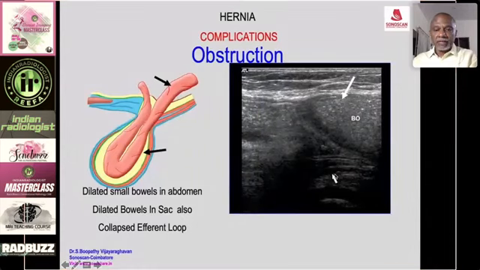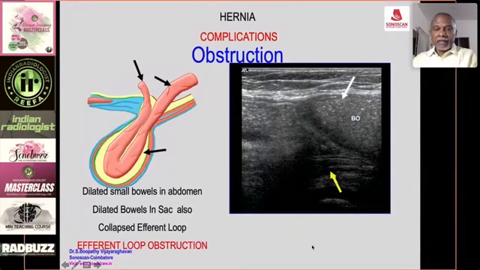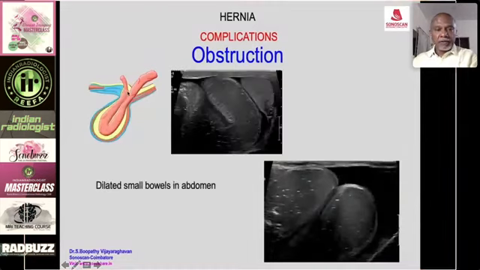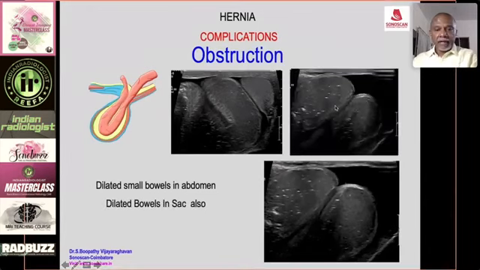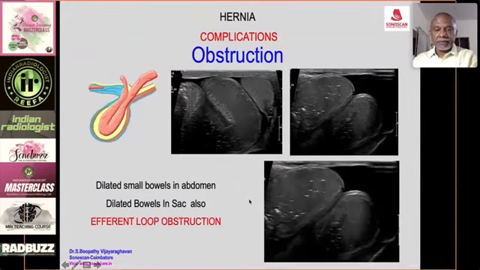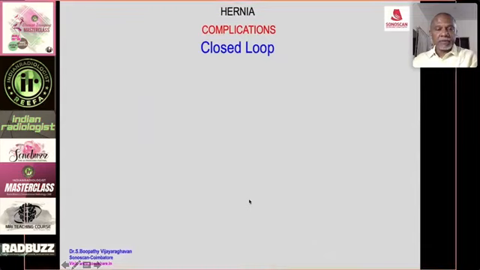And you see the collapsed efferent loop. That is the efferent loop, collapsed efferent loop. So that is efferent loop obstruction. And then you get obstruction to both. That is the closed loop obstruction. Now here you see dilated small bowels in the abdomen, dilated loops in the hernial sac, and this is real time showing the peristalsis. So that is efferent loop obstruction.